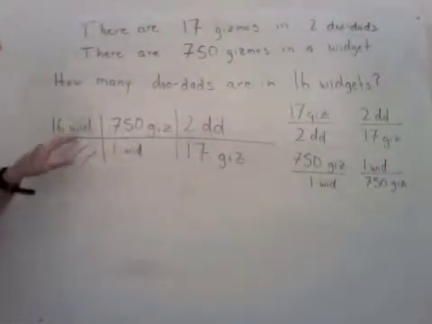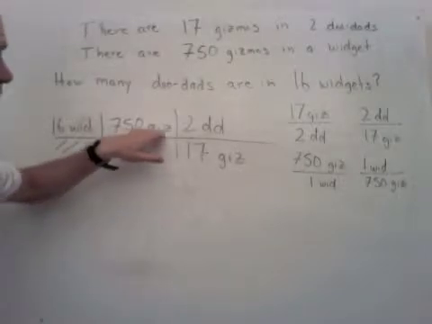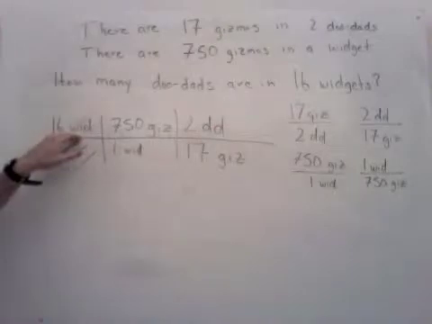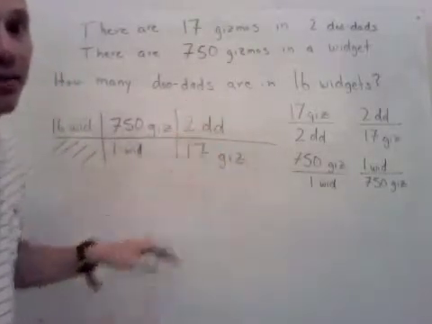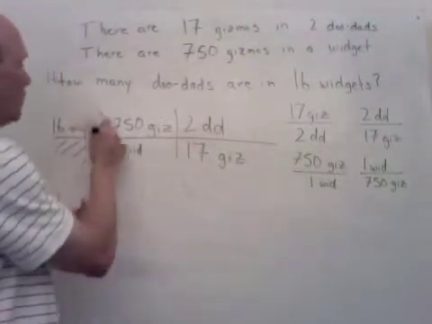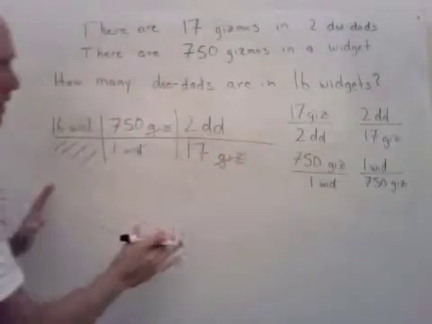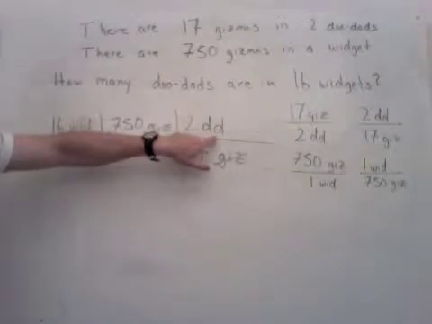So let's take a look at it. This unit diagonally matches that one. This unit diagonally matches that one. Widgets is what the problem starts us with. Doodads is what the problem is asking for. The crossbar is set up correctly. So this unit crosses out with this one. This unit crosses out with this one. We know that the answer is going to be the one that doesn't cancel out. It's going to be in doodads.